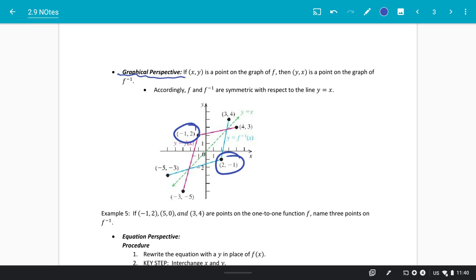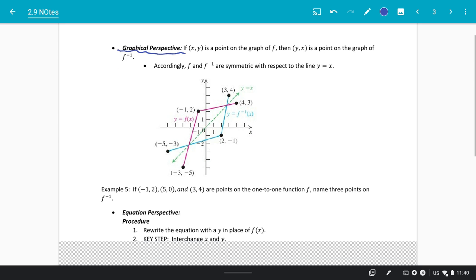Look, negative 1, 2 becomes 2, negative 1. Negative 5, negative 3 becomes negative 3, negative 5. And that will get you the reflection over the linear parent function. Okay?